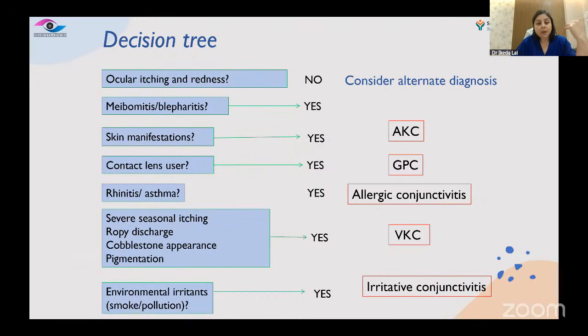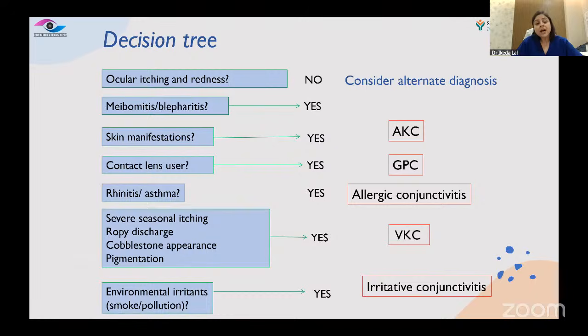We need to look at the lid margins to look for meibomitis and blepharitis. We need to ask for skin manifestations, as well as other manifestations of atopic disorders. Like these children can sometimes have asthma, they can have associated rhinitis. So these are the questions that we must ask when we have a patient walk into our OPD. Is the patient a contact lens user? Are we looking at GPC instead of VKC?